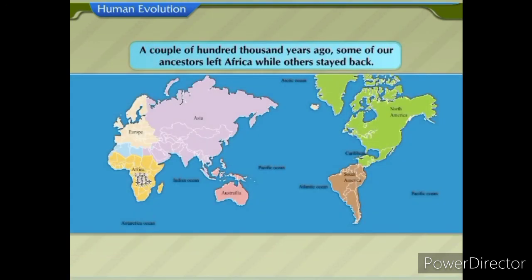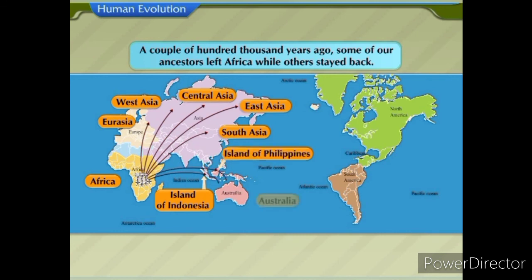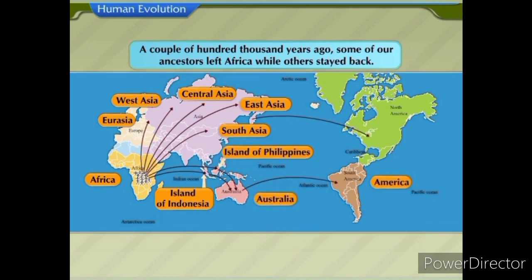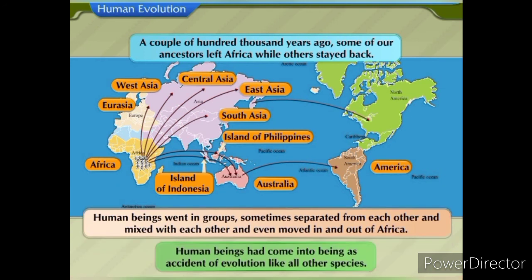A couple of 100,000 years ago, some of our ancestors left Africa while others stayed back. Those who left Africa slowly spread over the planet, from Africa to West Asia, Central Asia, Eurasia, South Asia, and East Asia. They migrated down the islands of Indonesia and Philippines to Australia and reached America. They went in groups, sometimes separated from each other and mixed with each other, and even moved in and out of Africa. Like all other species on the earth, they had come into being as an accident of evolution.